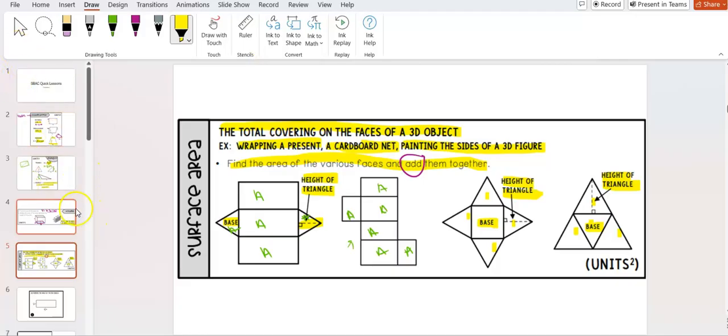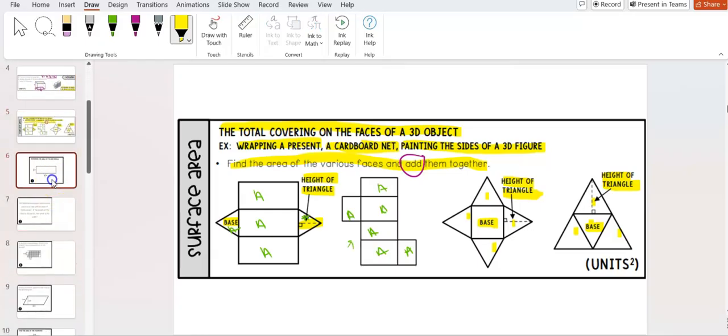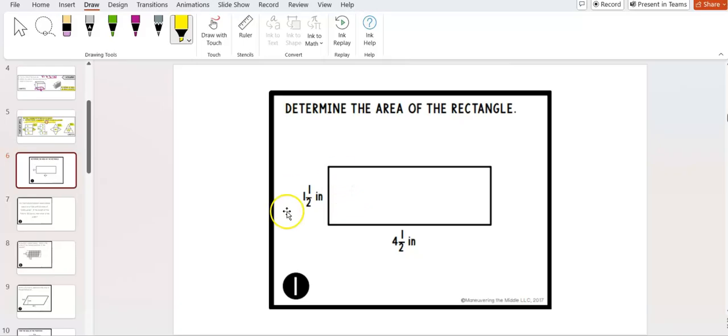All right, let's do some examples. So that was our notes. If you need to go back or write down, great. But let's do some examples so you know what we're doing. So because you're in 6th grade, they are going to use fractions and decimals when finding the area of these shapes because you know how to multiply and divide fractions and decimals.